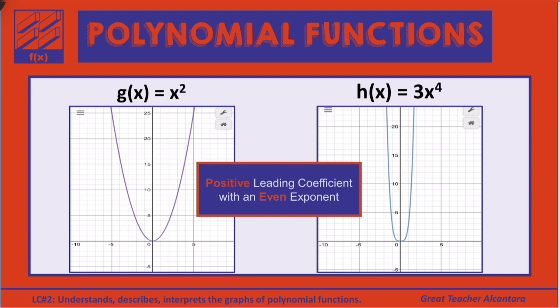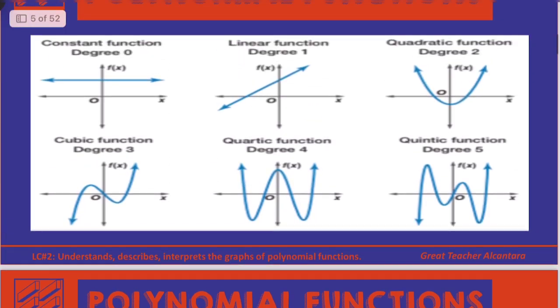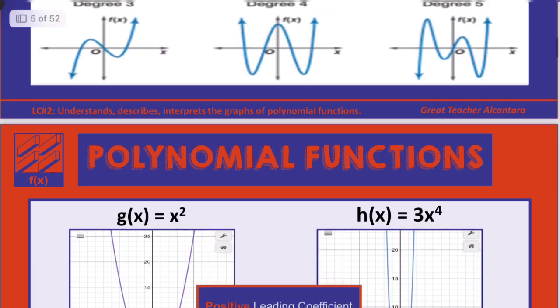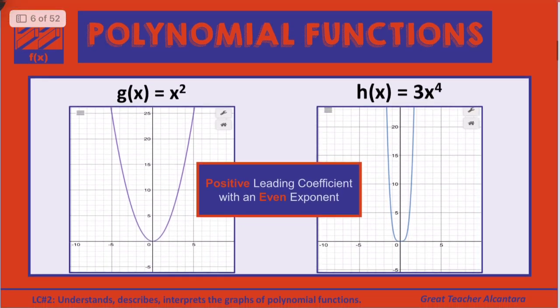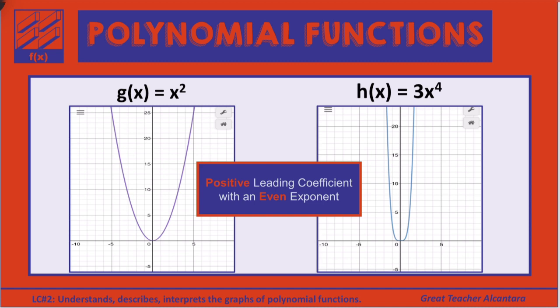While for h(x) = 3x raised to 4, as you can notice, it's not necessarily a parabola, but it's close to it. This is raised to 4, so this is a quartic function. As you noticed earlier, it looks something like a W, but there's a reason why the graph looks like that. That's something we're going to mention later.